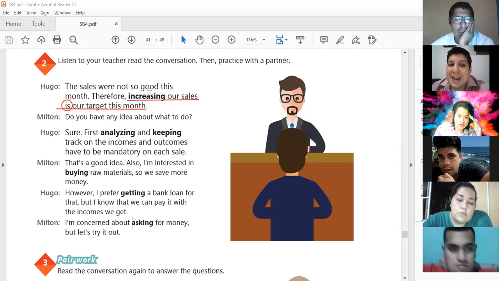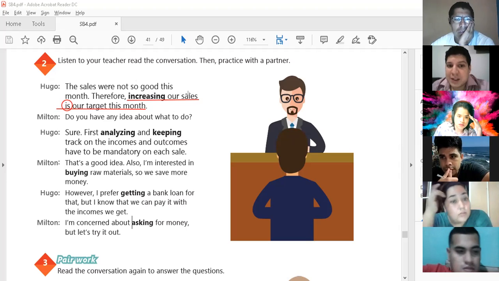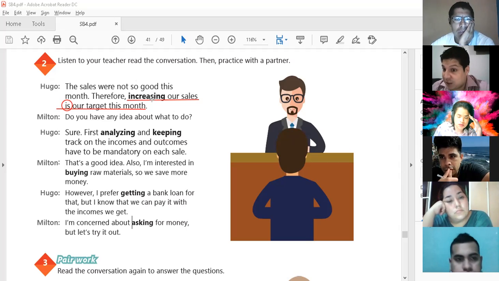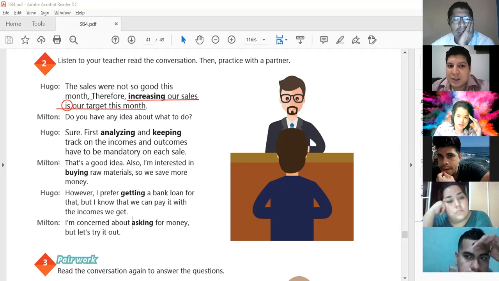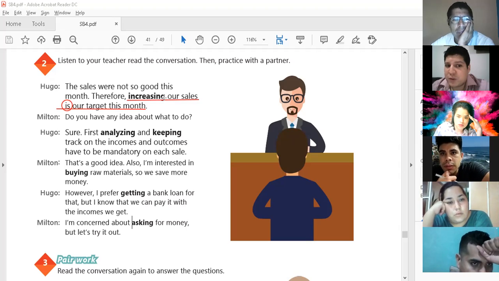I said incrementar nuestras ventas. No dije incrementando nuestras ventas, ¿verdad? Okay. So, incrementar nuestras ventas. If this is the verb and this is the complement, what is this? This is the verb to be, guys. Come on, you can do this.